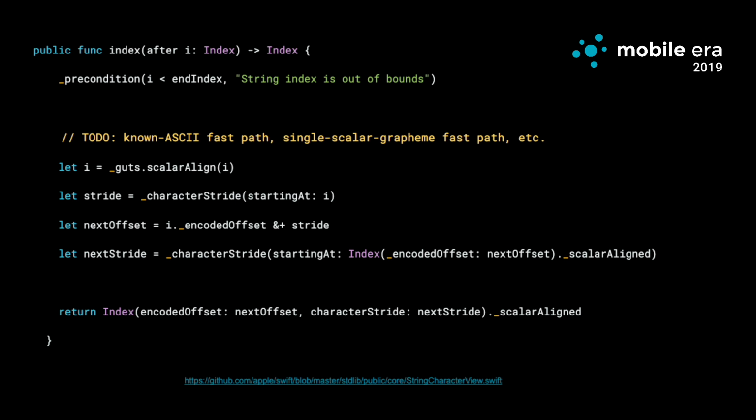So as we just saw in the call tree, it does indeed make those character stride and scalar align calls. But notice on the top, there's a to-do line. It says it still needs to add a fast path for an ASCII input string. So there we have an answer. This is why it's slow. They haven't added an optimization path yet.